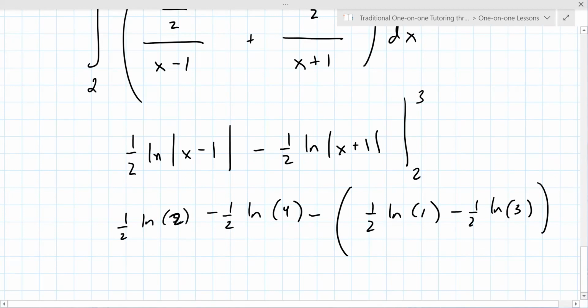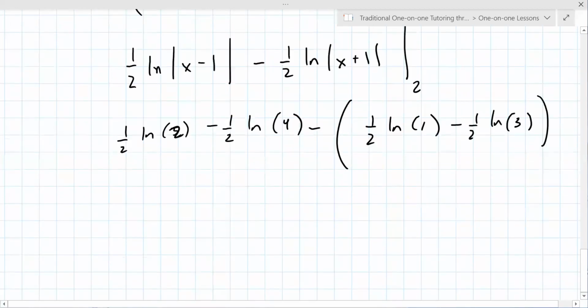Okay. And this one's kind of a special problem because you can actually simplify a lot of this. This right here is 0. Natural log of 1 is 0. So this becomes 1/2 natural log of 2.